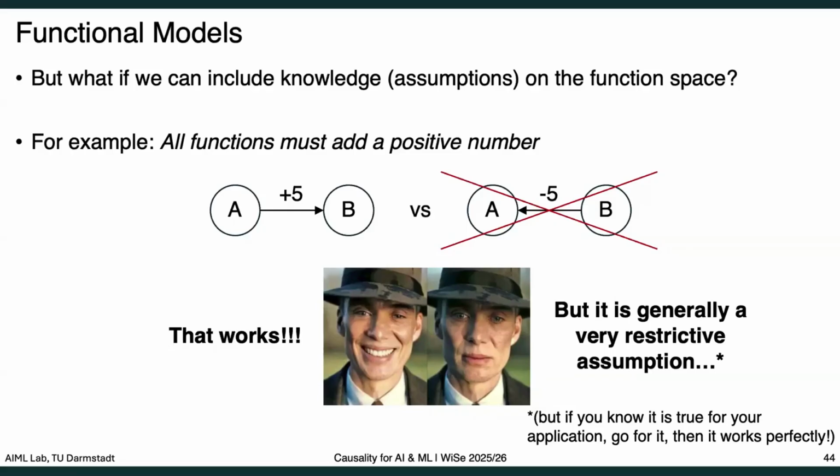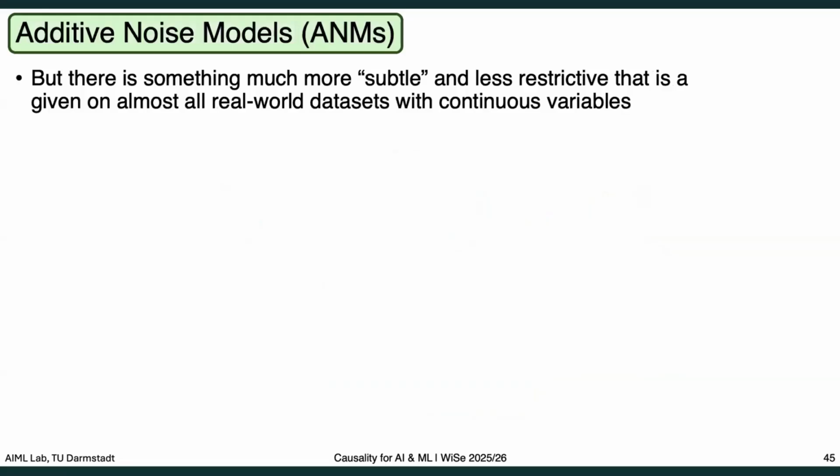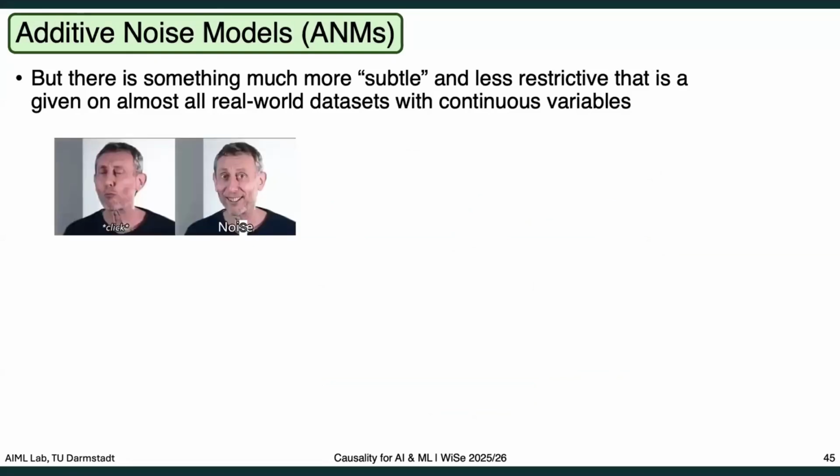But still, this general idea of restricting the function space somehow, which tells us something about the causal direction even for Markov equivalent graphs, is the idea of functional models, and also of the one we're looking a bit more at here. Namely, there is something that is much more subtle and much less restrictive that is used a lot to do just that, and something that we actually have on almost all real-world data sets, at least if we have continuous variables, namely noise. Sorry about that.